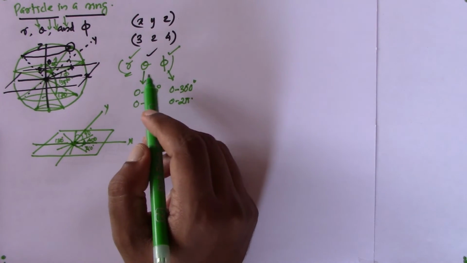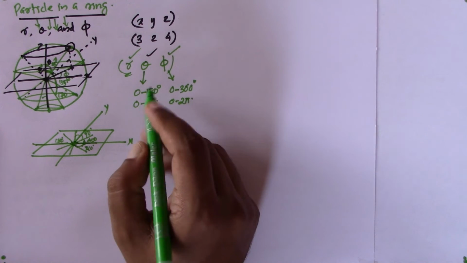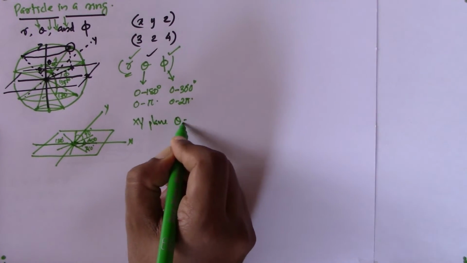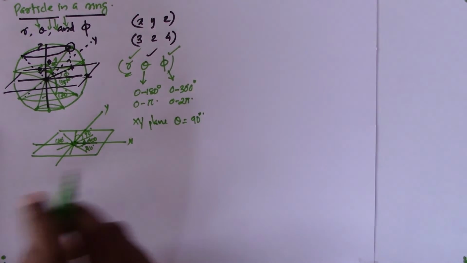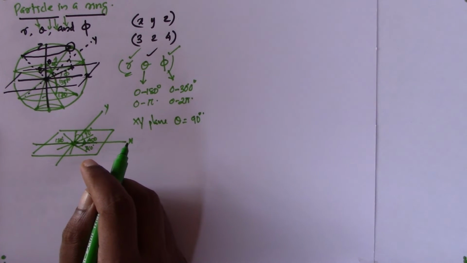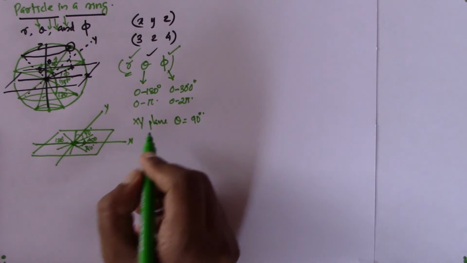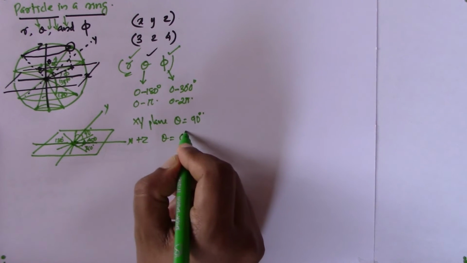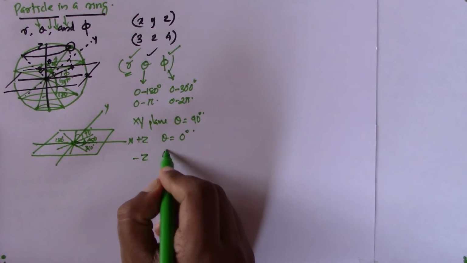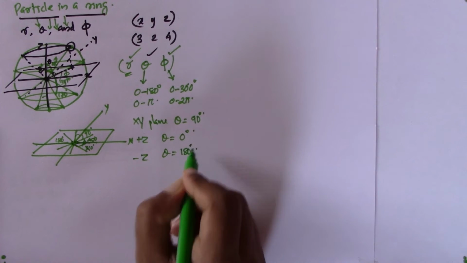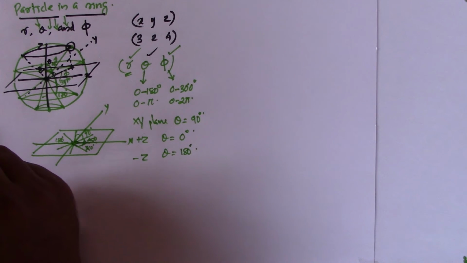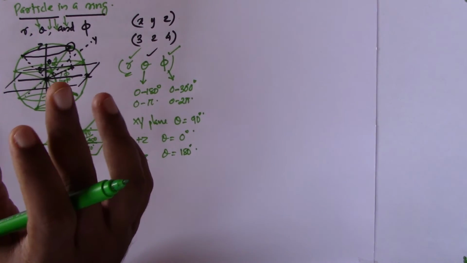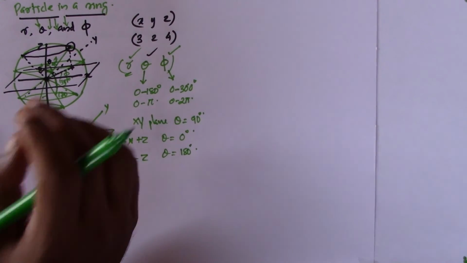And you have to remember, in the xy plane, theta is equal to 90 degrees, right? Theta is equal to 90 degrees in the xy plane. On the positive z axis, theta is equal to 0 degrees, and on the minus z axis, theta is equal to 180 degrees, right? So this is how we are locating a point in terms of polar coordinates.